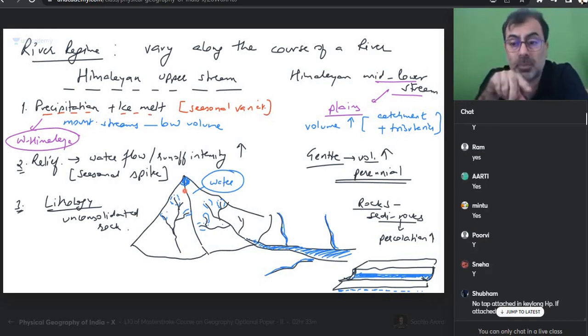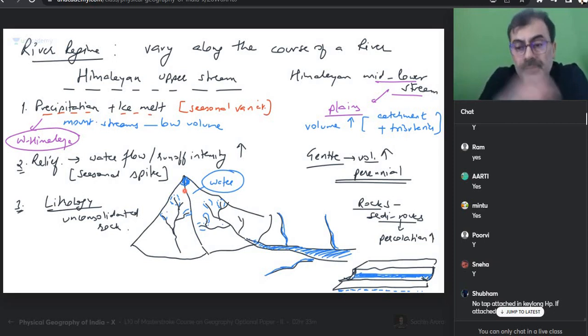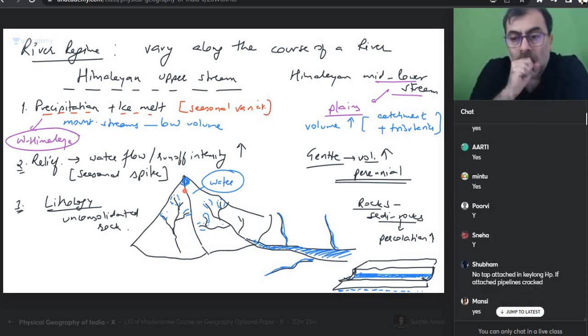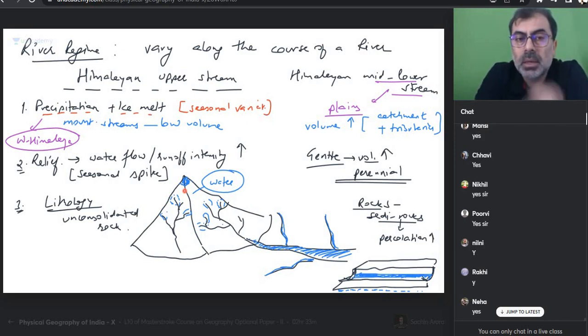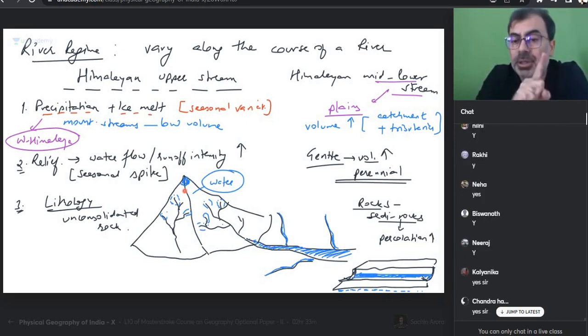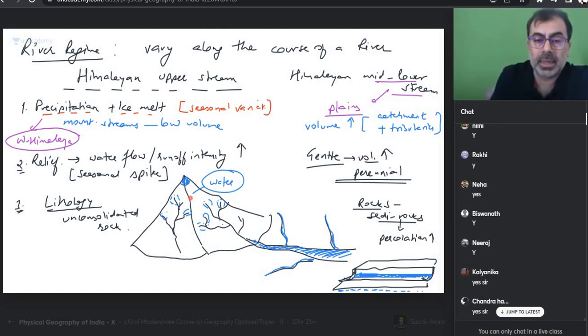Now, did you pay attention, everyone? That on all these points, peninsular India is totally different. Get that? Peninsular India, precipitation, only precipitation. So peninsular India is what? Can I say rain-fed?